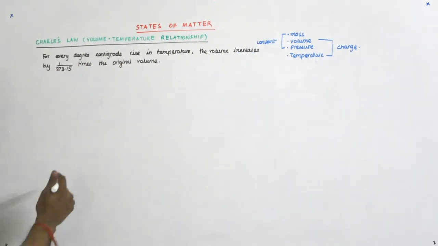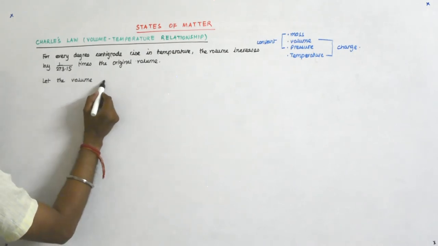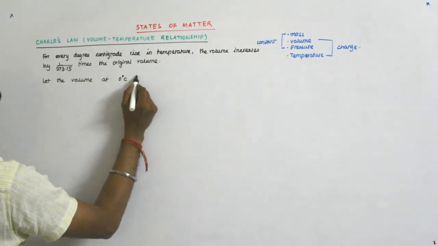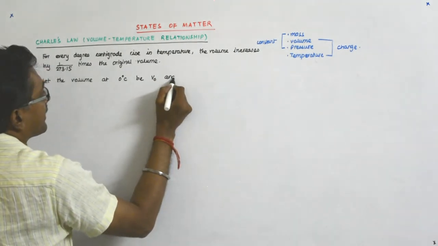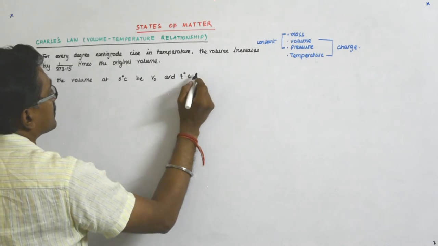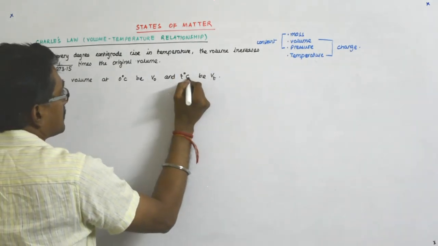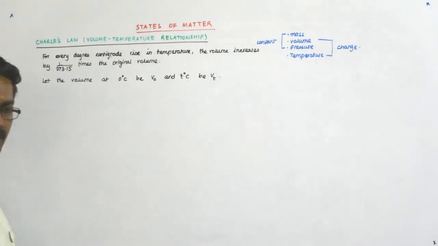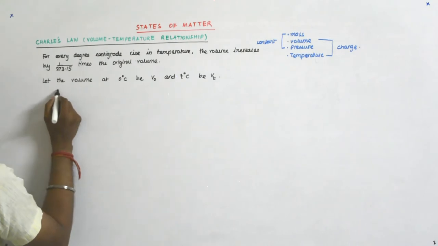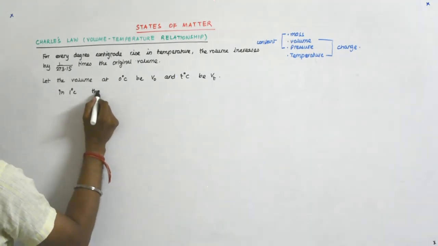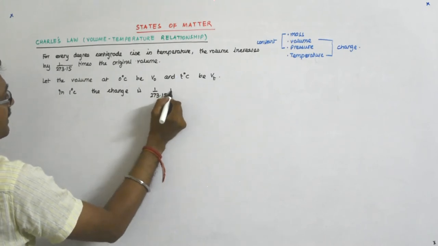Fine. So let the volume at 0 degree centigrade be V naught. Okay? And at T degree centigrade be V subscript T, be Vt. Okay? So what happens? In 1 degree centigrade, the change is 1 upon 273.15 V naught.